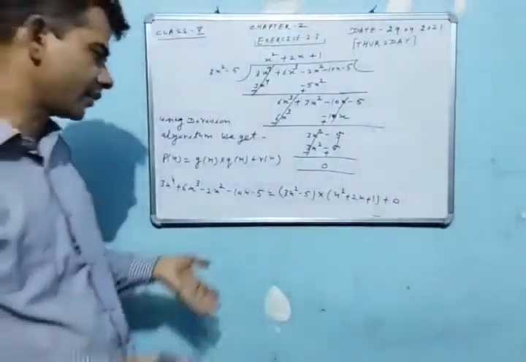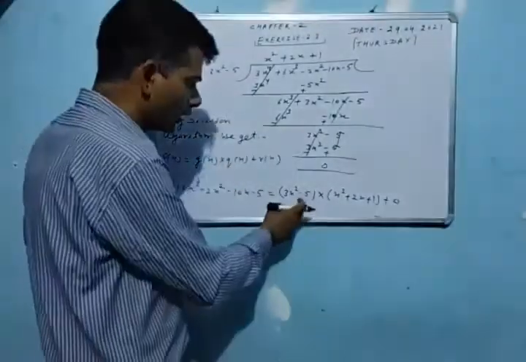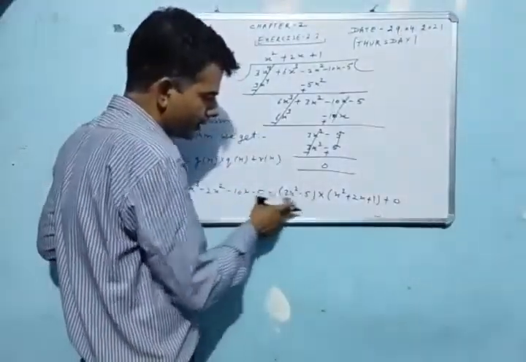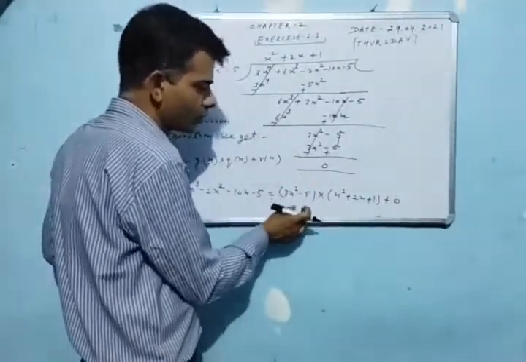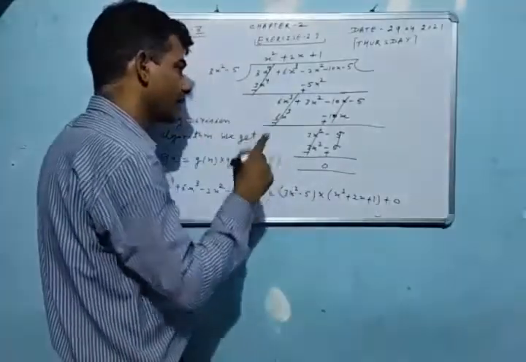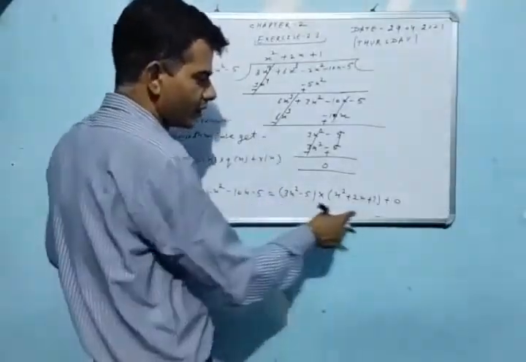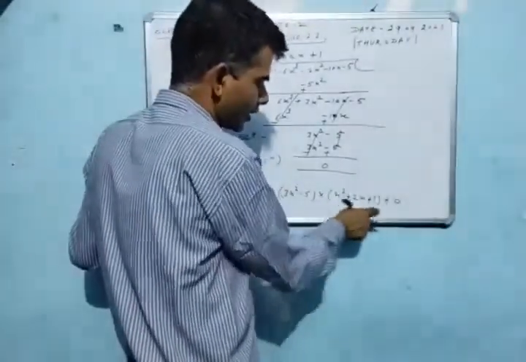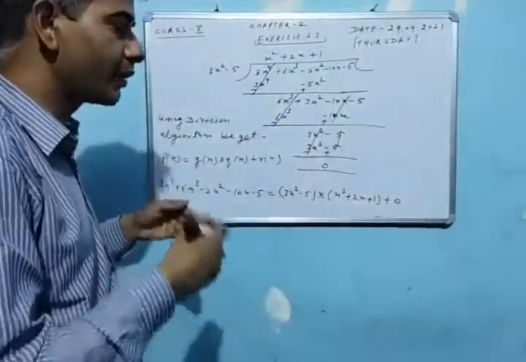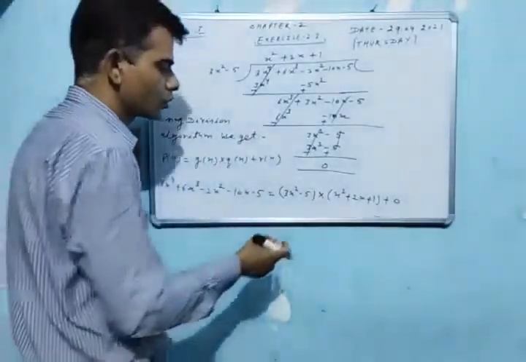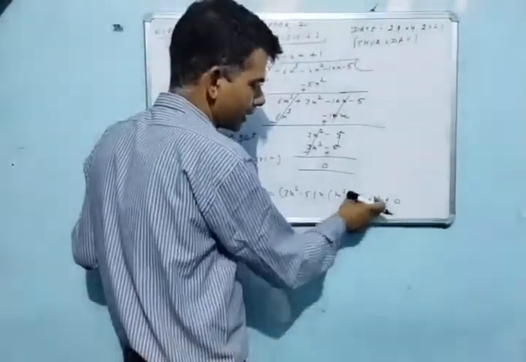Now student, we require the other two zeros. If you factorize it, the zeros will be root 5 by 3 and minus root 5 by 3. So there is no need to factorize it. We will factorize only the other. We have two zeros given, but we have to find the other two zeros. So the other two zeros we will find by the splitting the middle term method.